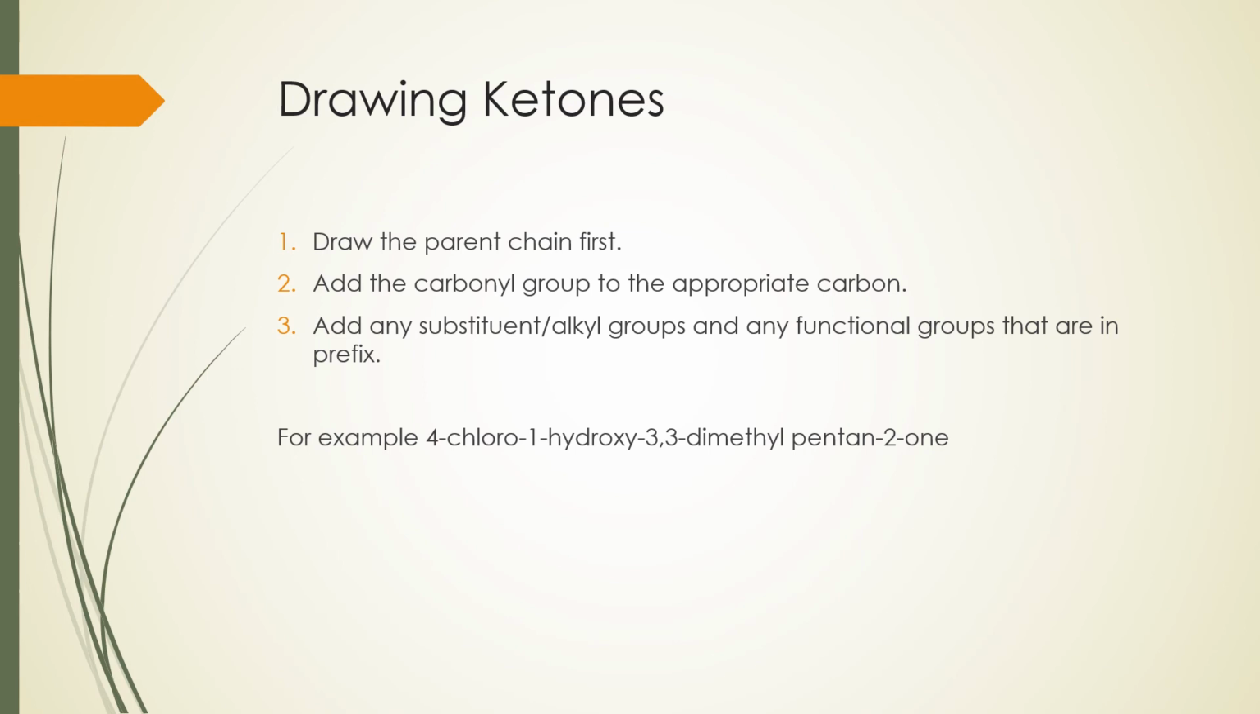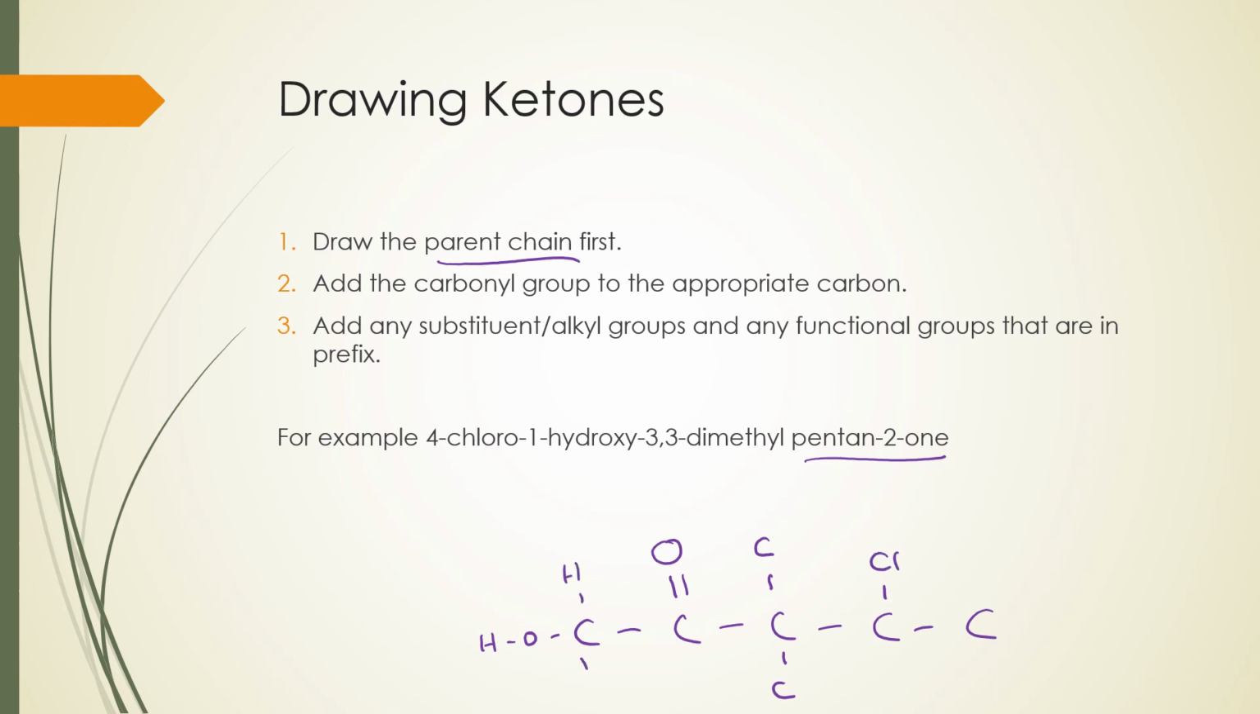Drawing's always easier. Draw the main parent chain first. So in this case it's pentan-2-one. So 1, 2, 3, 4, 5. There's the 2-one. We have 3,3-dimethyl, so there's 1 methyl, there's another methyl. We have 1 hydroxy, and we have a 4 chloro. 1, 2, 3, 4. Now complete carbon bonds by adding in hydrogens, so that each carbon bonds 4 times.